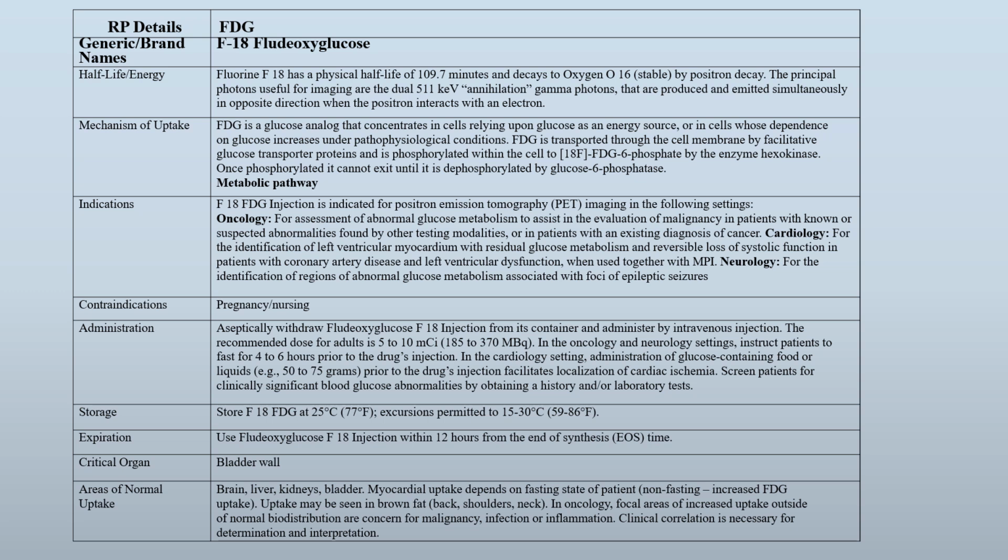And in oncology, you will see focal areas of increased uptake outside the normal biodistribution in areas that are of concern for malignancy, infection, or inflammation. It's very important when you're using FDG to get a very thorough patient history because if you're looking for oncological reasons, for example, and they have infection or inflammation somewhere locally, then that may be mistaken for malignancy if it's not appropriately documented. So very important to get a good patient history with FDG.